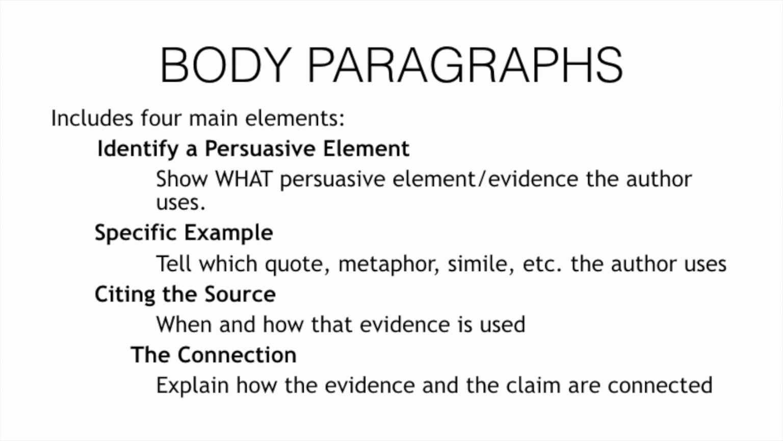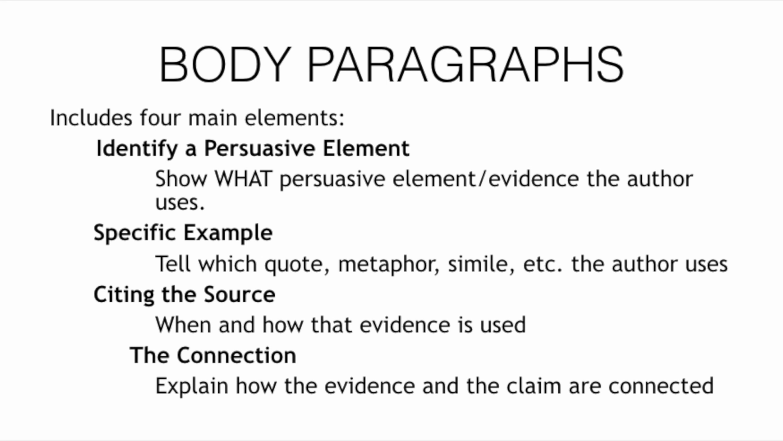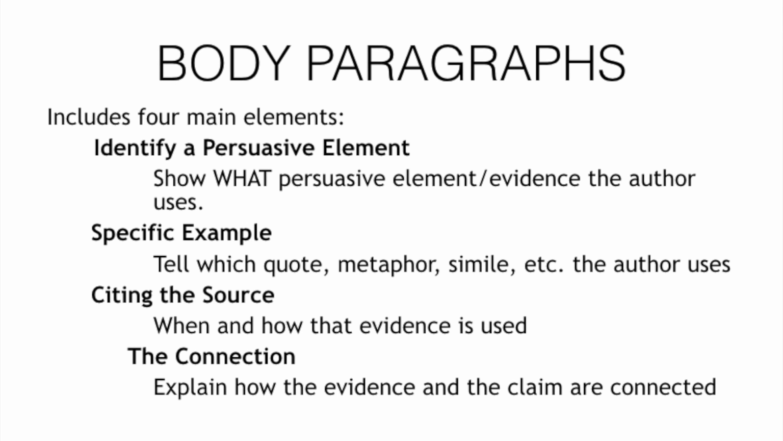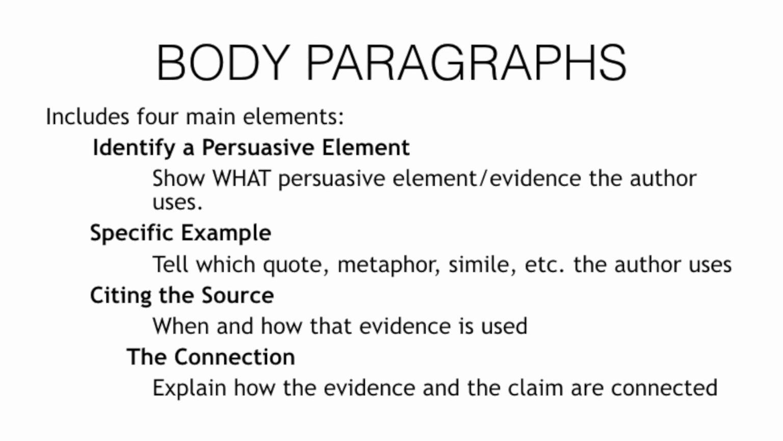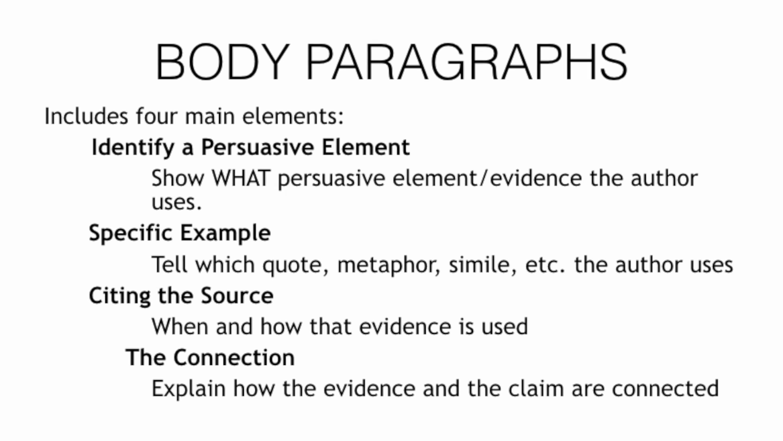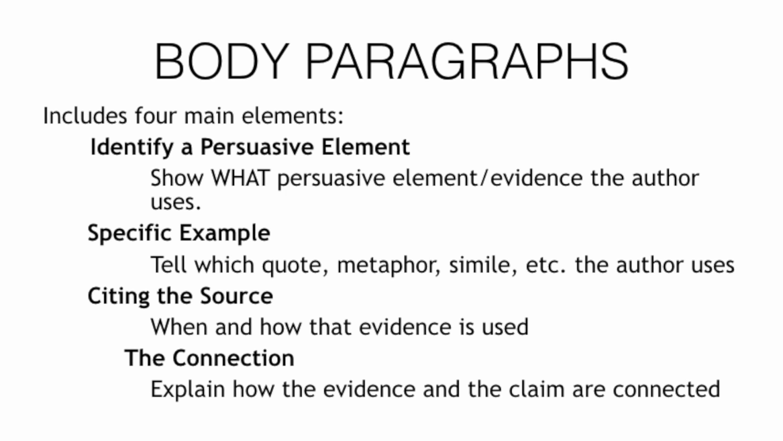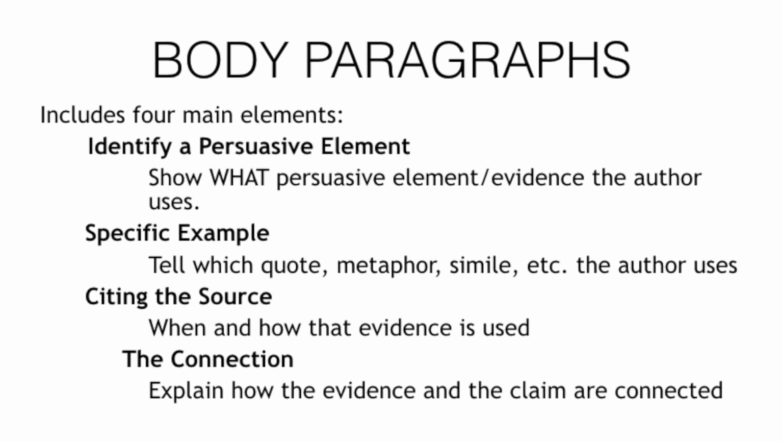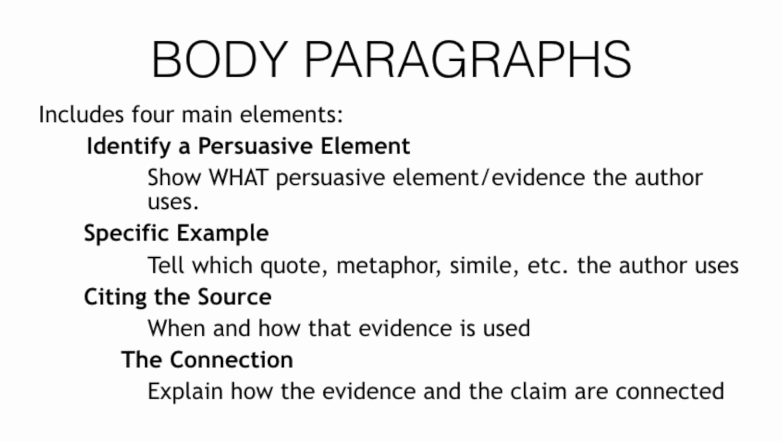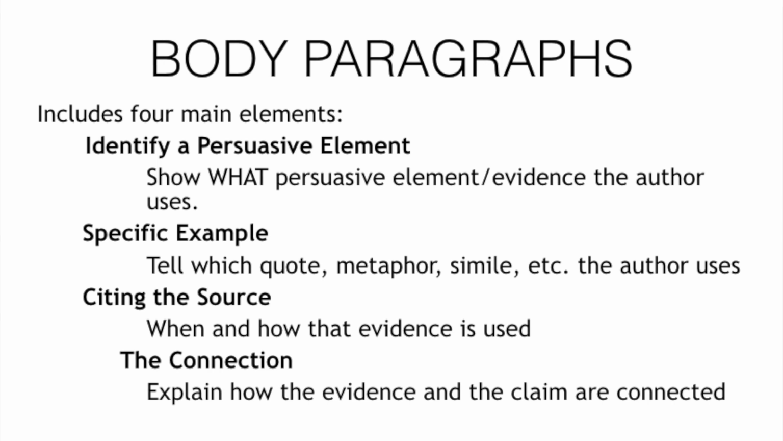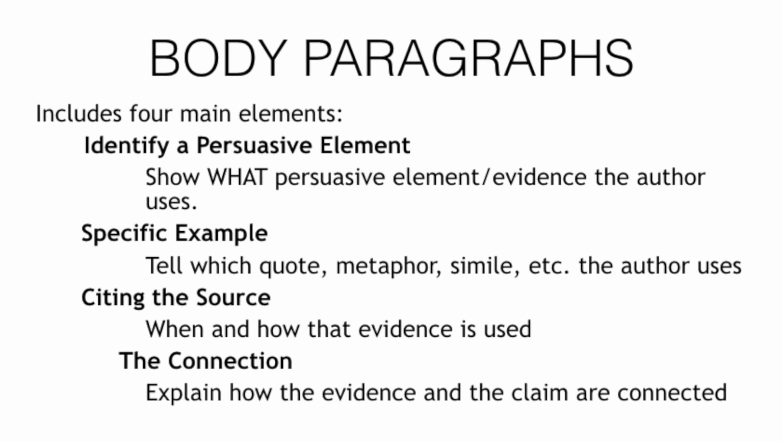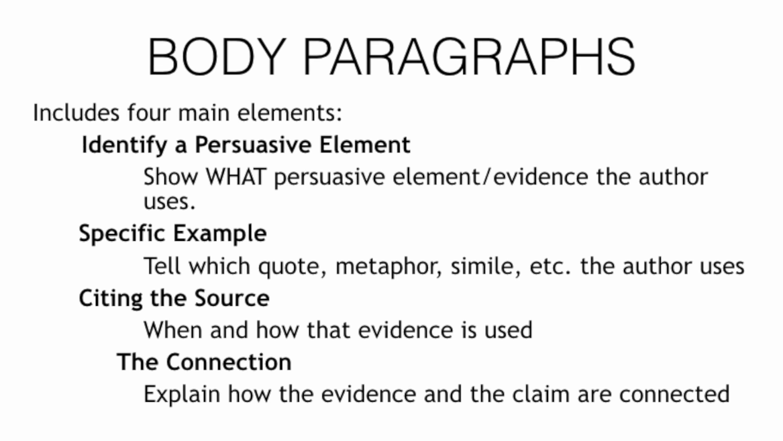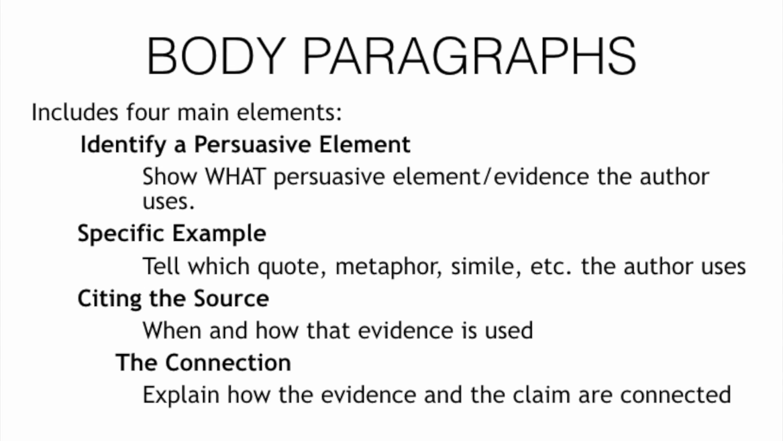For identifying persuasive elements, you're going to show me what persuasive elements or evidence the author uses. For example, if you are a lawyer and you're trying to prove somebody committed a crime, you need to tell me what pieces of evidence you are going to use. Are you going to use witnesses? Are you going to use the actual weapons that were used? So on and so forth. That's what identifying persuasive elements are. The author makes his point by using certain quotes, certain stats, certain facts, or he might use all of those things. So you're going to tell me what exactly the author used to make his point.